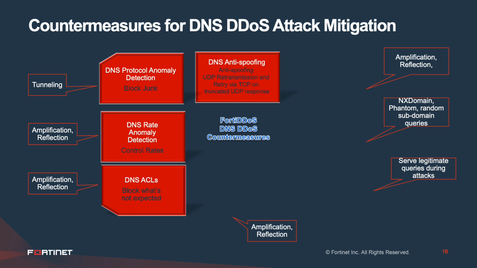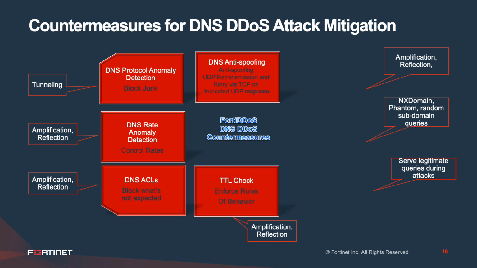Then you have DNS anti-spoofing, which is an extremely powerful feature. DNS is primarily UDP based, but the anti-spoofing feature in the protocol allows the appliance to force the clients to use TCP, and via that proving that they actually are non-spoofed IPs.